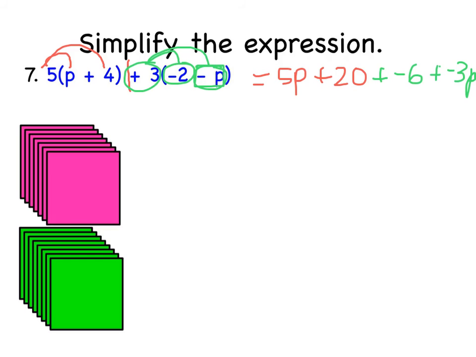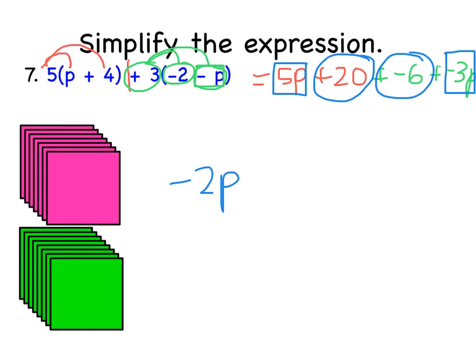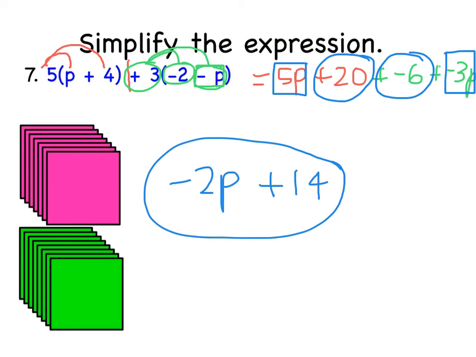Then I need to combine all of the p's. So I have negative 3 over here and I have 5 over here. So 5 plus negative 3 is going to give me negative 2p. Then I'm going to combine my constants. So I have positive 20 and negative 6. So 20 plus negative 6 is going to give me positive 14. So this is my final answer.